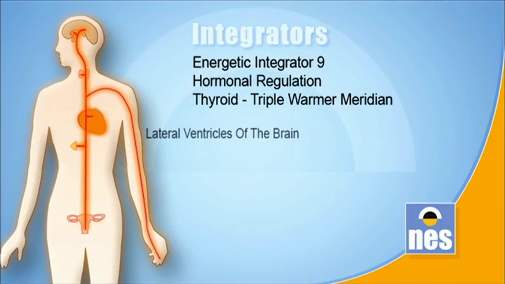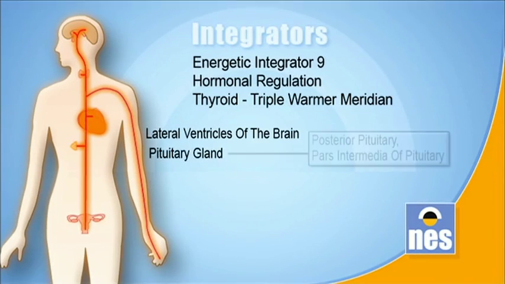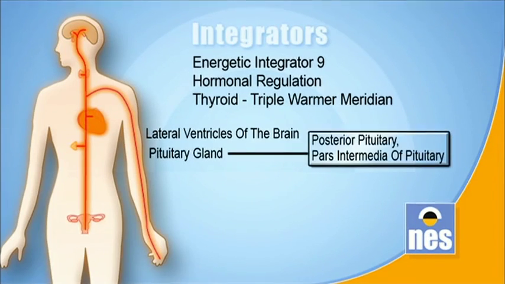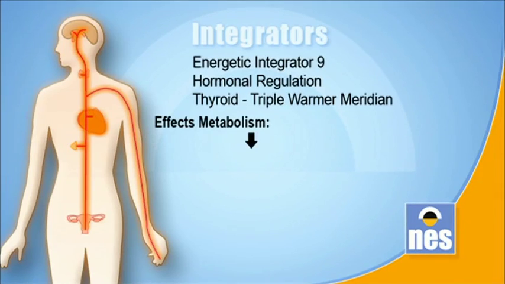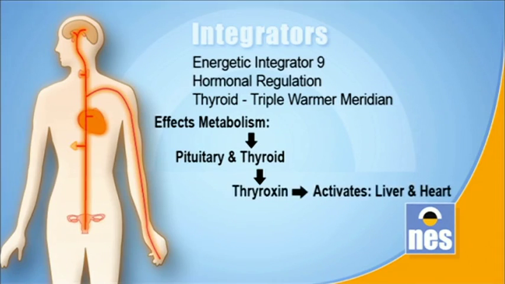In the brain we get the lateral ventricles. These are great big cavities in your brain, just above each ear. We'll also find posterior pituitary and pars intermedia of pituitary. This one is going to affect metabolism so much because we get the pituitary and it's linked to the thyroid. Thyroid produces thyroxine. Thyroxine goes to the liver. The liver activates the heart.